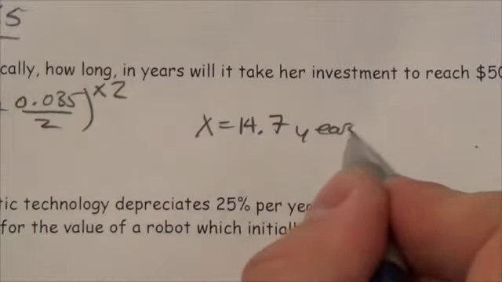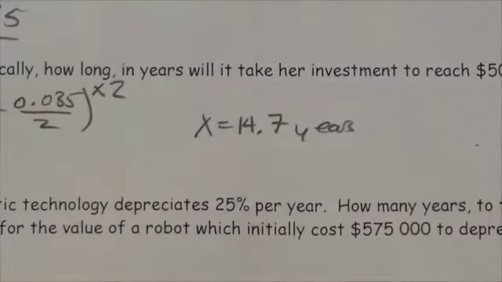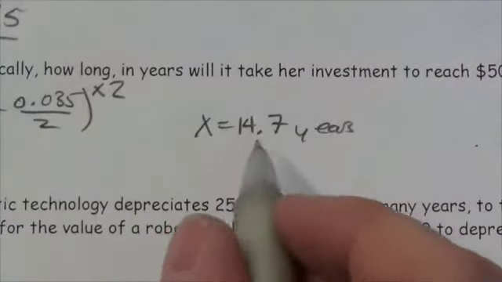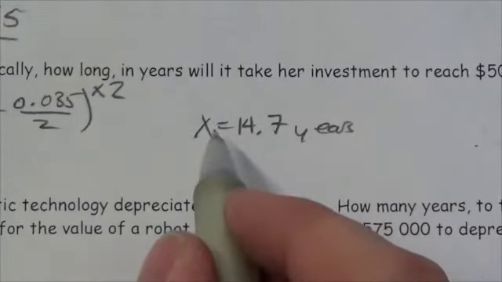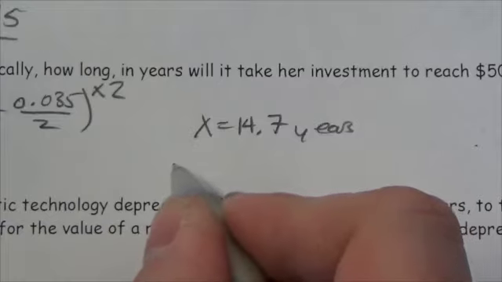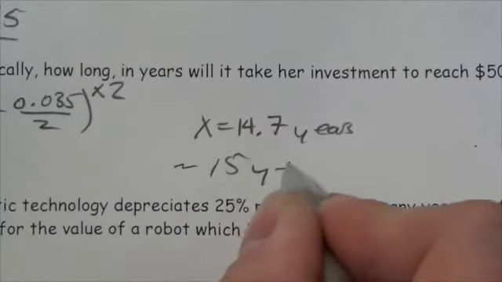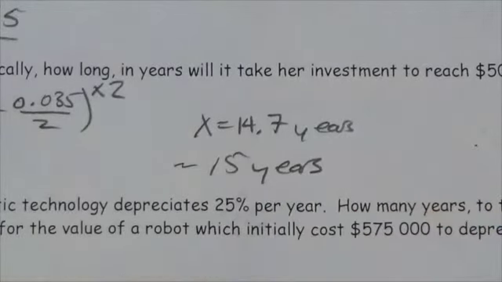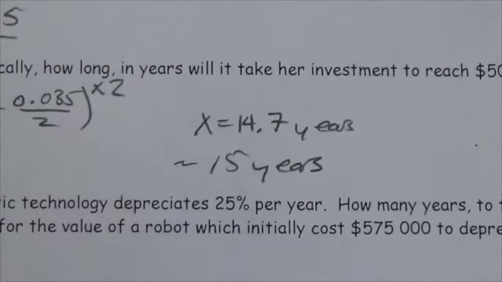years. Now, determine graphically how long in years it will take your investment to reach 5,000. Okay, well, let's think of it like this. 14 years passed. I'm 0.7 of the way through the next year. This is really going to be approximately 15 years. This happens in the 15th year that we get to that $5,000 mark.